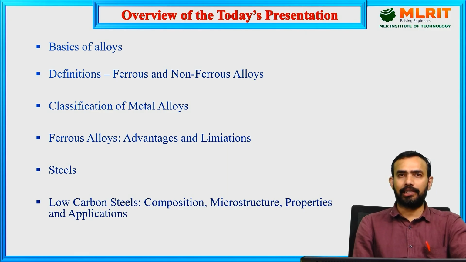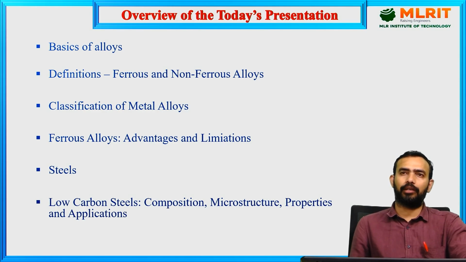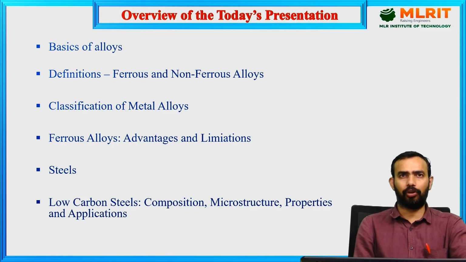Then comes the classification of metal alloys. We will see how broadly metal alloys have been classified, and we will come into ferrous alloys first. We will discuss some of the advantages and limitations of it. Then we will jump into the steels. Under ferrous alloys, again the categories are steels and cast iron, so we will jump into steels.